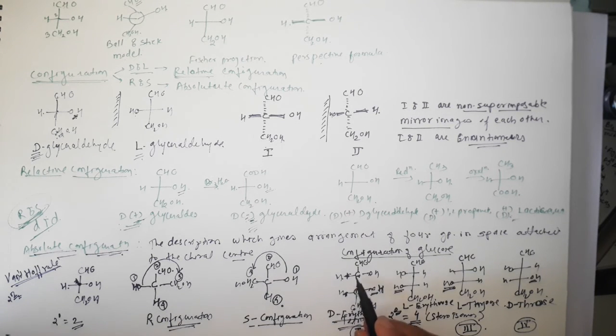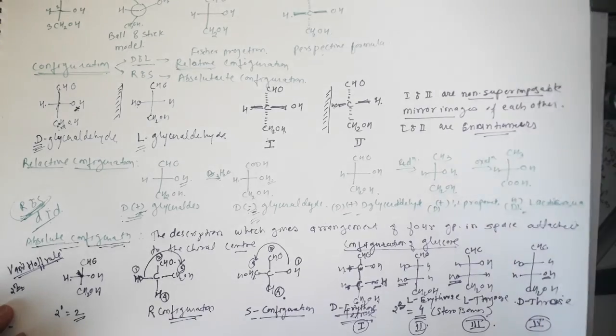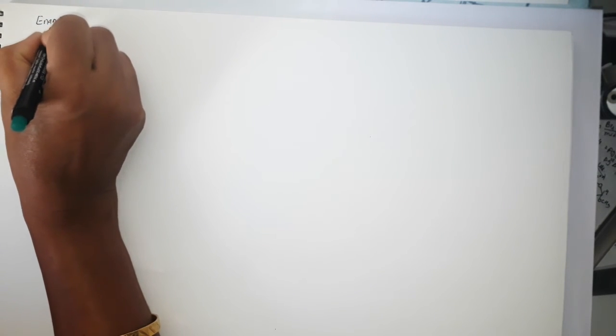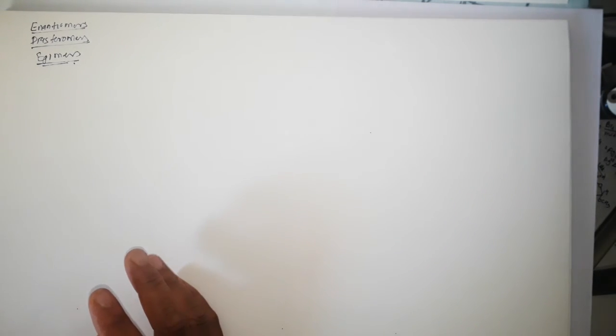So if 2 chiral carbons are present in a sugar, 2 raised to the power 2 is equal to 4. So total isomers are 4. Now in the next, we can see the terms. We had already seen the enantiomer. Now we will see the diastereomer, then epimer.